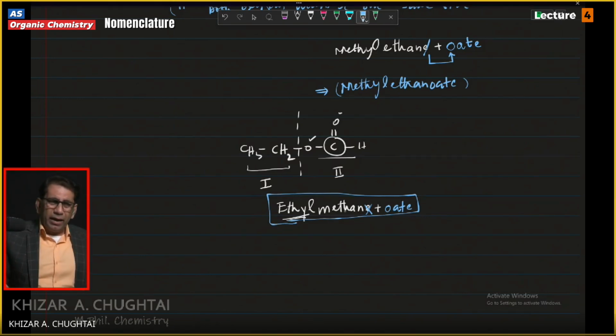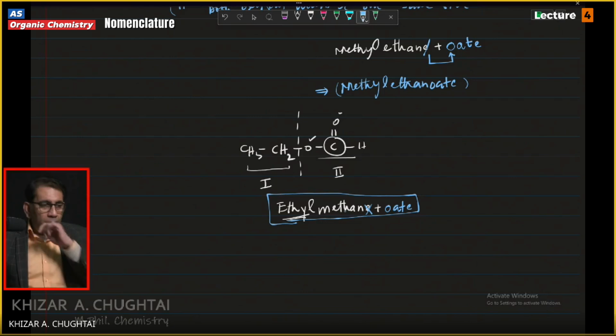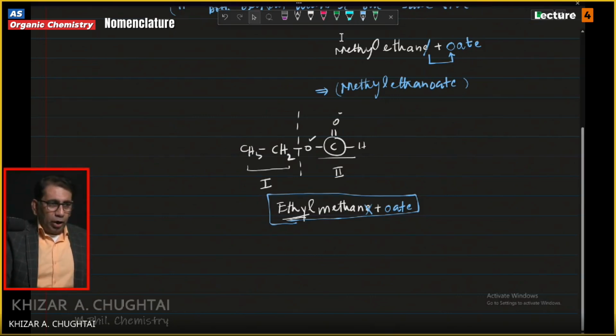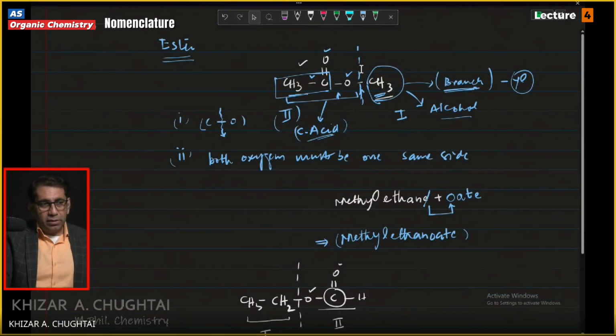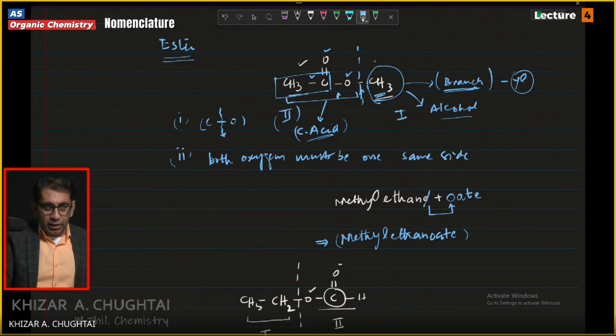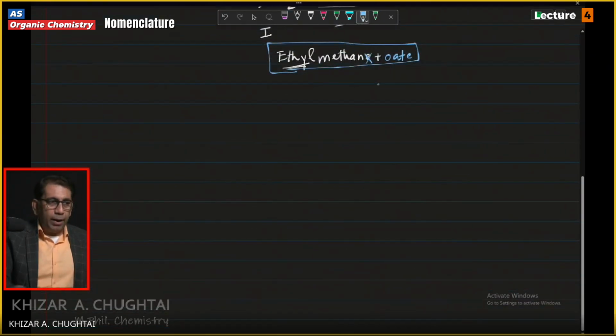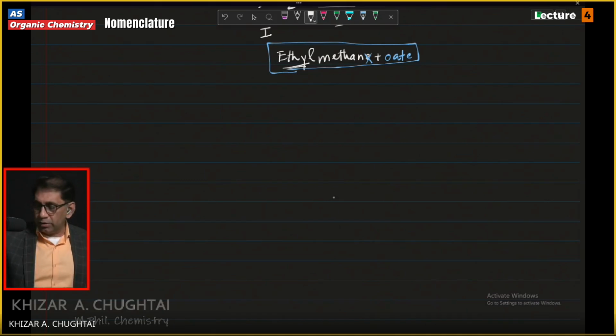It's a simple mechanism. There is no hectic mechanism. There is no need to select the longest chain. There is no need to mark the numbering on the longest chain. There is no need to take two or three different branches. It's a simple mechanism. Now, this is all about ester functional group nomenclature as far as my opinion is concerned. Yes, if you have any query or any question, please let me know.